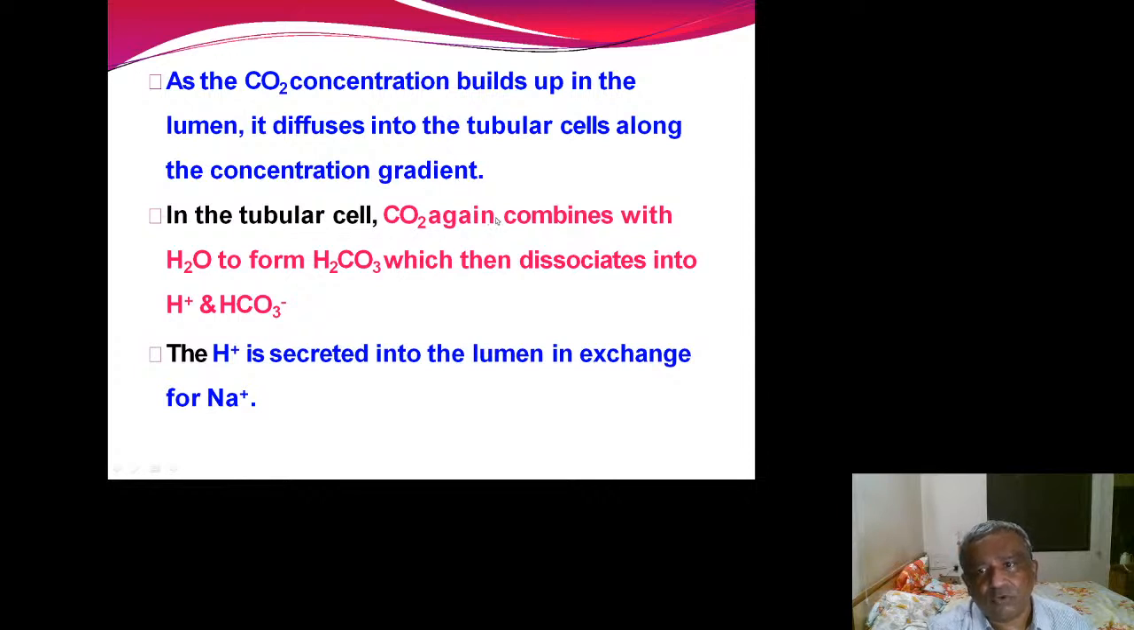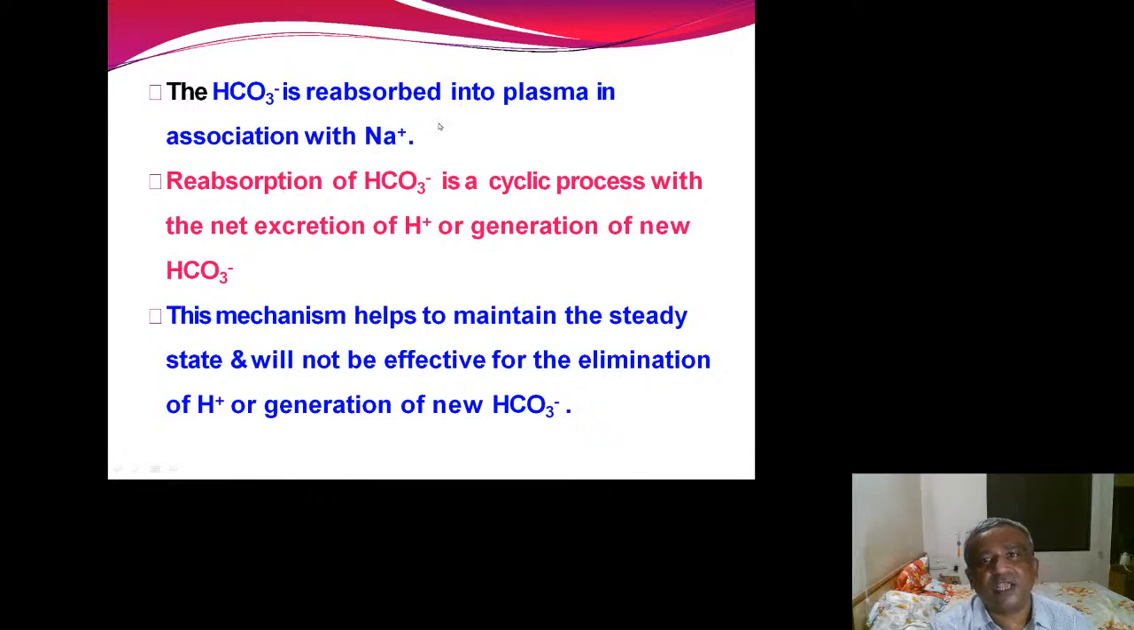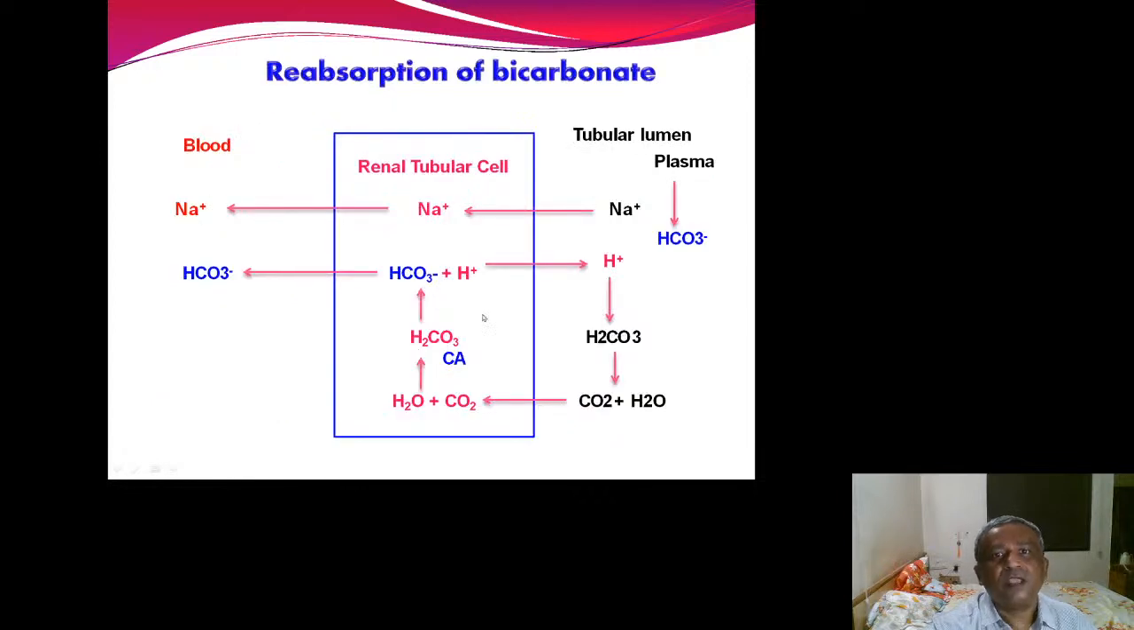In the tubular cells, CO2 again combines with H2O to form H2CO3. Now it is again converted into H plus and HCO3 minus. H plus is secreted into the lumen in exchange for the sodium. The HCO3 is reabsorbed into the plasma with sodium. The reabsorption of bicarb is a cyclic process with the net excretion of hydrogen and generation of new bicarb. This mechanism helps to maintain the steady state and will not be effective for the elimination of hydrogen or generation of new bicarb.